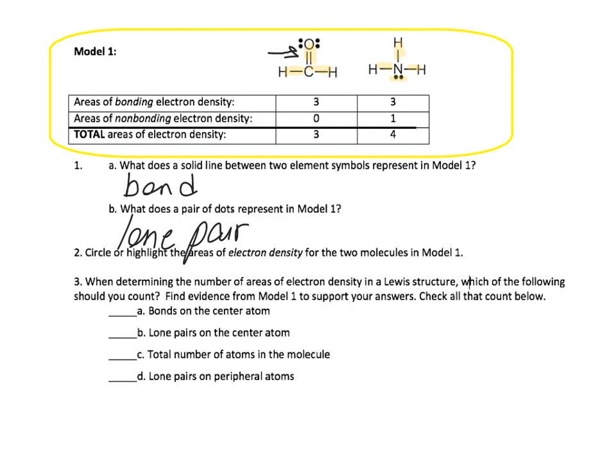So we've circled or highlighted areas of electron density. When determining the number of areas of electron density in a Lewis structure, which do we count? Well, we count bonds on the center atom. We count lone pairs on the center atom. We do not care about the total number of atoms. We do not care about lone pairs on the outside atoms. That center atom is going to determine most of the traits and facts about our molecule.